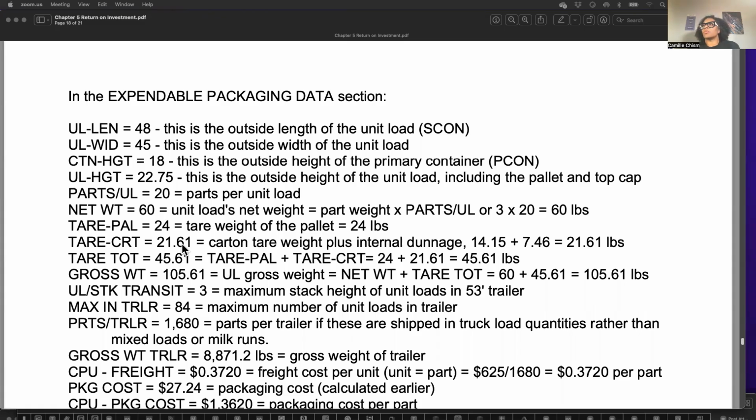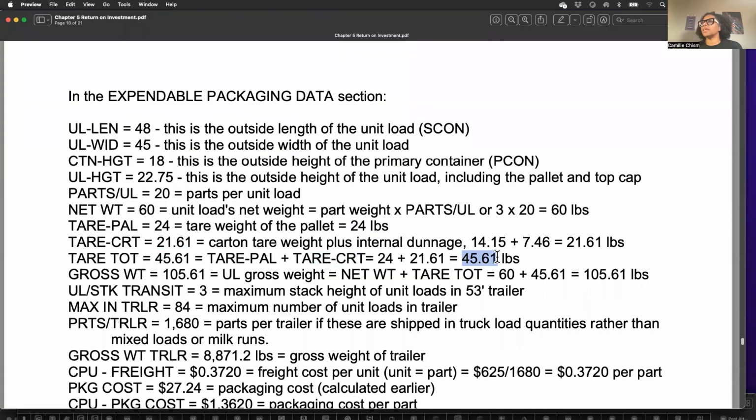Then you've got your total tare weight. So you're going to take the tare weight of the pallet, which was 24 pounds, you're given that. And then you're going to take the tare weight of the carton. So you're going to take the 24 plus the 21.61 pounds to come up with a total of 45.61 pounds.